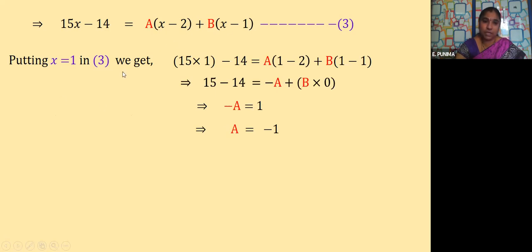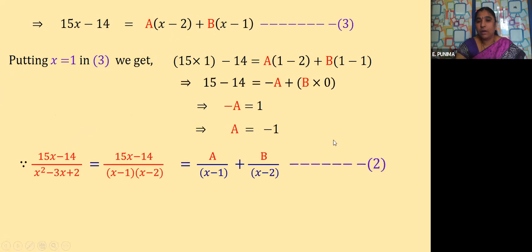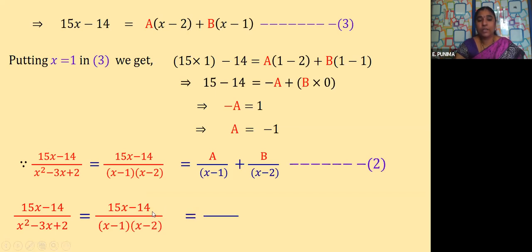So now let us replace here from equation number 3. Sorry, not equation number 3, that is equation number 2, where the partial fractions are split. Okay, so 15x minus 14 by x minus 1 into x minus 2, or x square minus 3x plus 2, is equal to minus 1 by x minus 1 plus 16 by x minus 2.